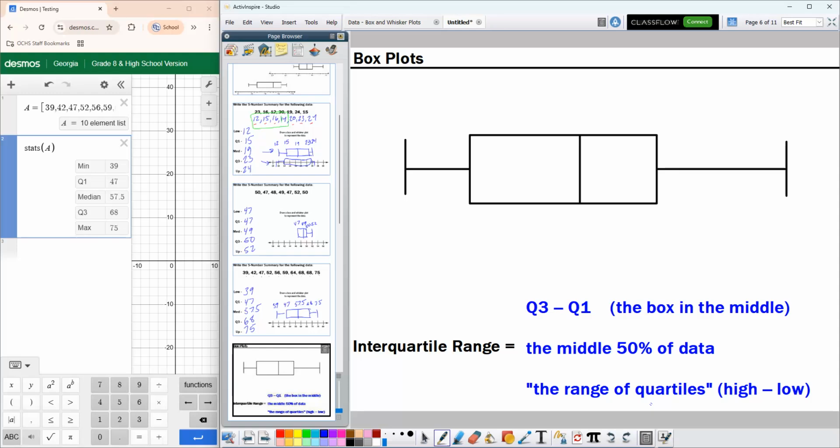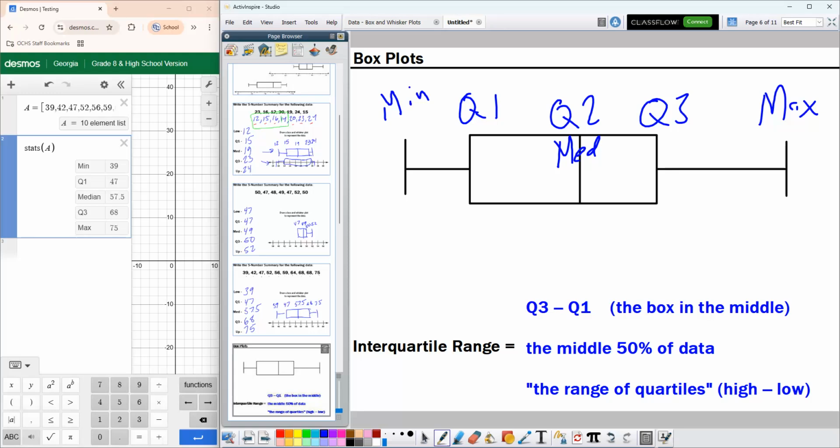This is my minimum number right here. This is the maximum. This is Q1. And this is Q3. Sometimes people call this Q2. It's the median, though. It's in the middle. Okay.